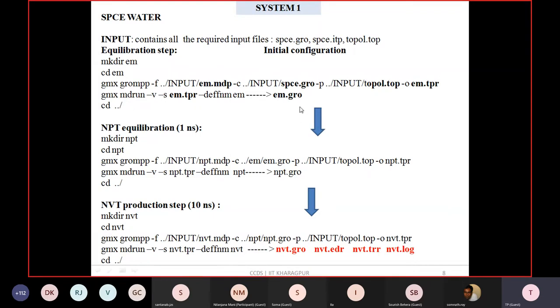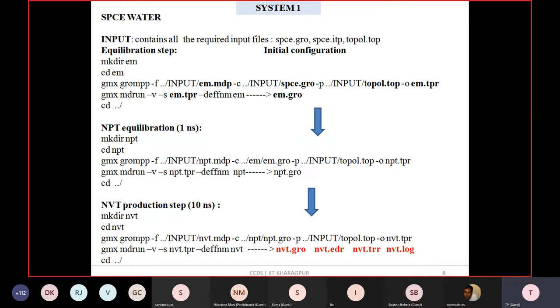So every time you get the log files, you just open and see what your potential energy is. You also use the EDR files, which would be generated here, to check the potential energy fluctuations with time, the temperature fluctuations with time, the pressure fluctuations, and so on. Like the density fluctuations, you can see with time. That you can do with the gmx energy tool.